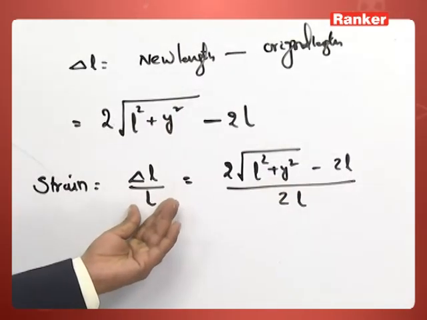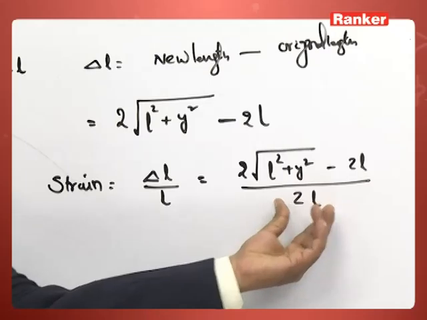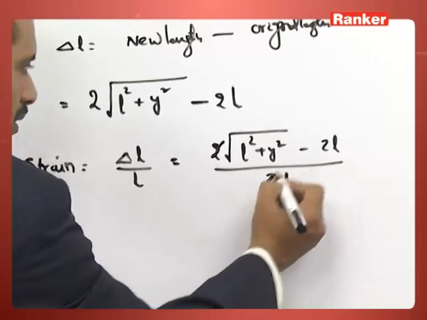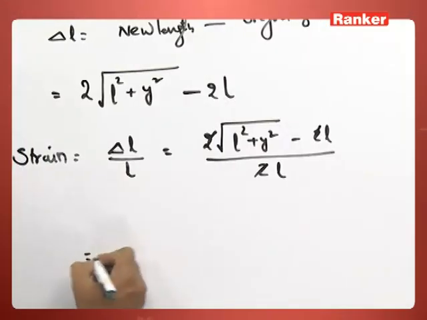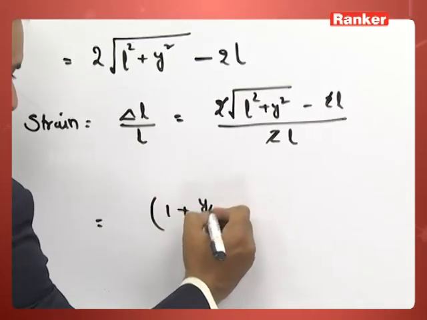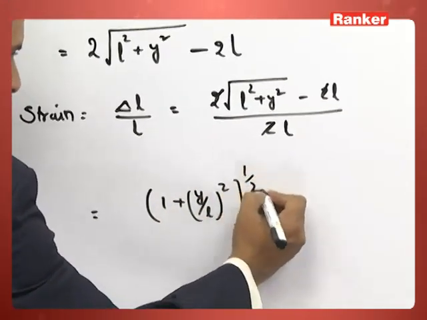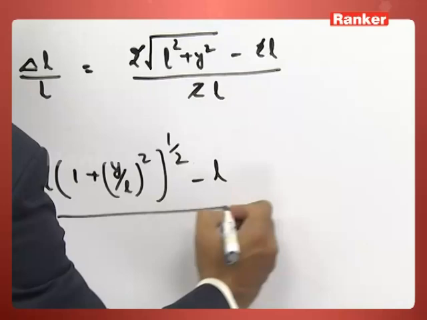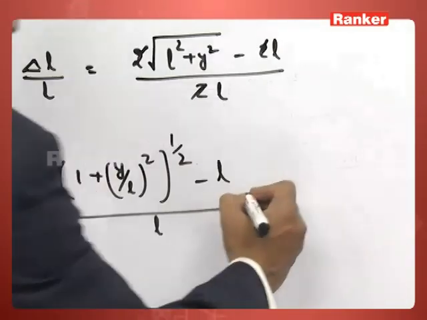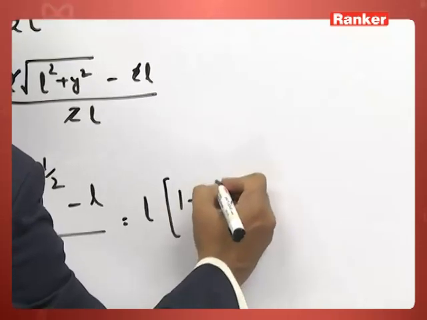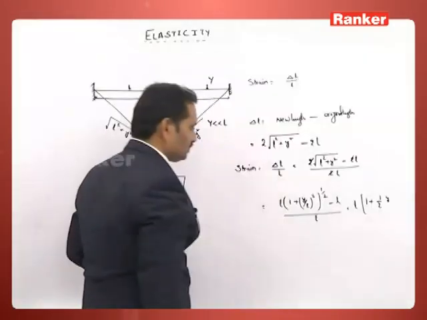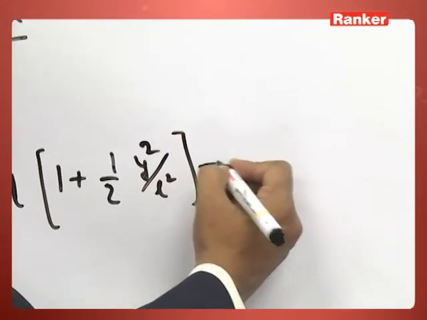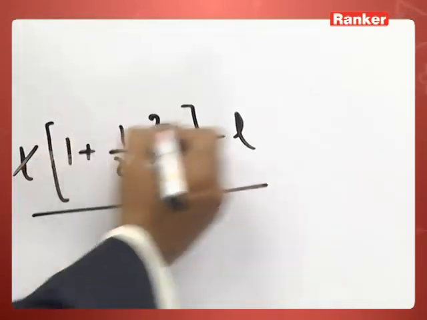This I got from delta L by L. My original length is 2L. The 2 cancels, and we get square root of L square plus y square by L, that is 1 plus y square by L square, whole power 1 by 2, taking L common outside, minus L by L. Expanding, 1 plus 1 by 2 y square by L square minus L by L, and L gets cancelled.